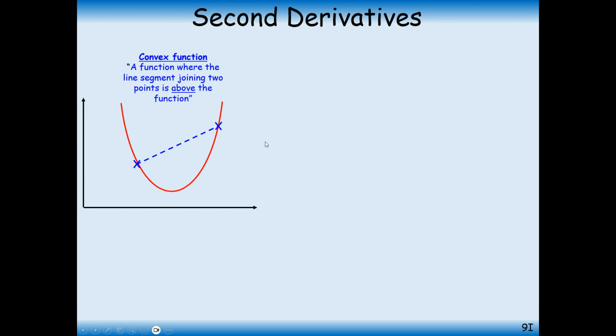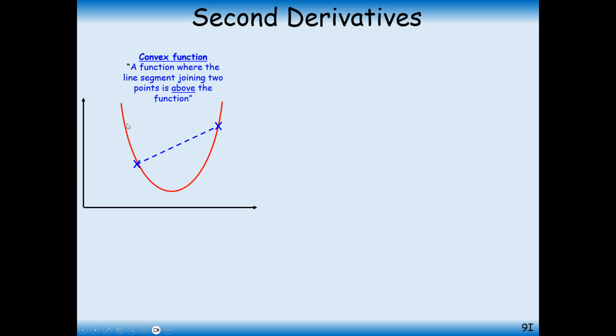Any section of the graph where you can join any 2 points with a linear line and the line goes above the graph is called convex. The fact that it's convex means that the gradient is always increasing at any section of the graph.